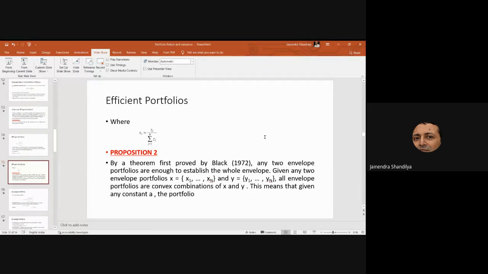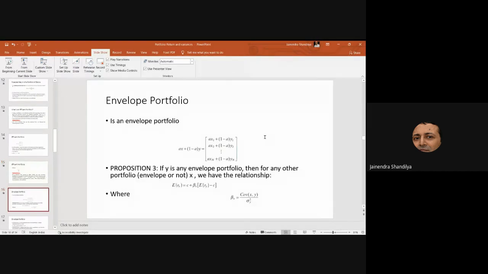So what Black also showed is that if you have two envelopes, you can have the whole envelope created out of them. This is very important. We'll test this proposition later. What Black is saying is that if you have X as one envelope portfolio and Y as another, then any convex combination of X and Y works. So if X is 0.3, which is A, then 1 minus 0.3 is Y. And then this combination will come as an envelope portfolio, which is what we did. In fact, we have already done all these propositions, but I'm just narrating it because this is required.